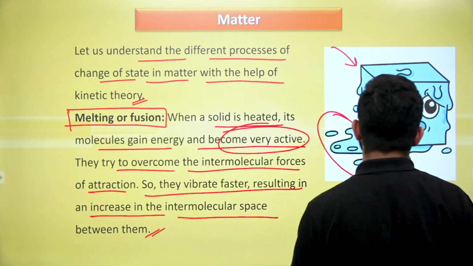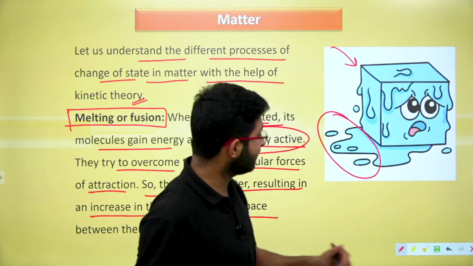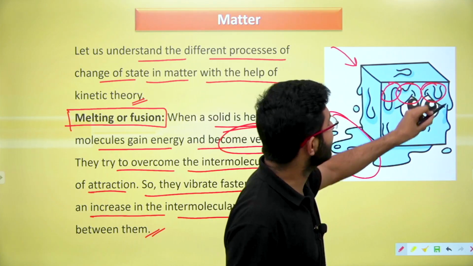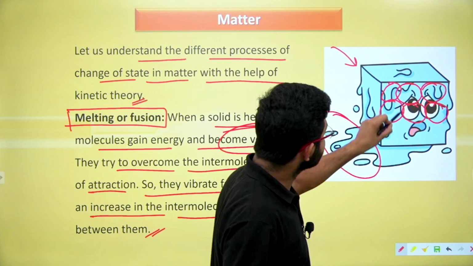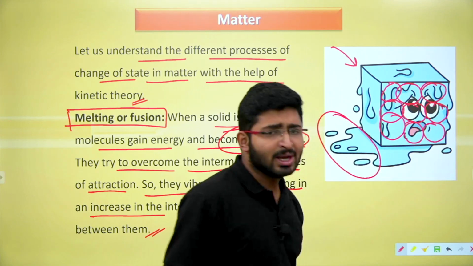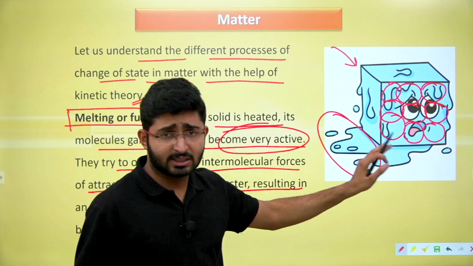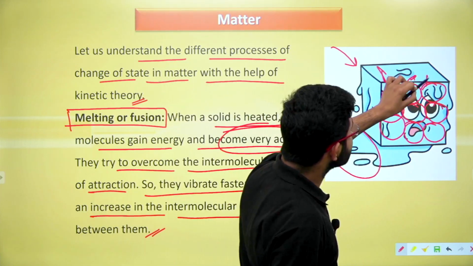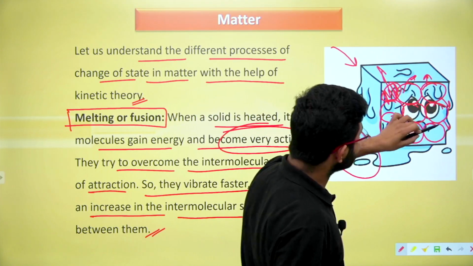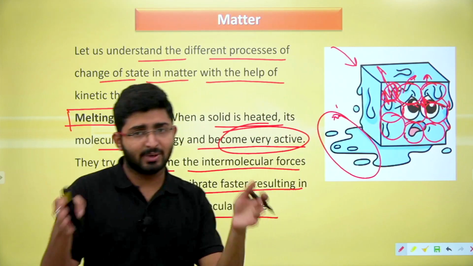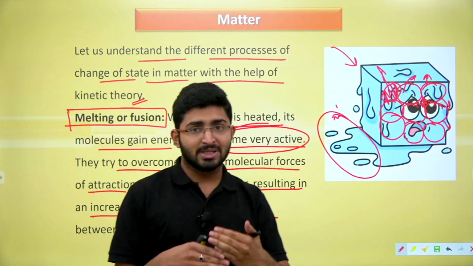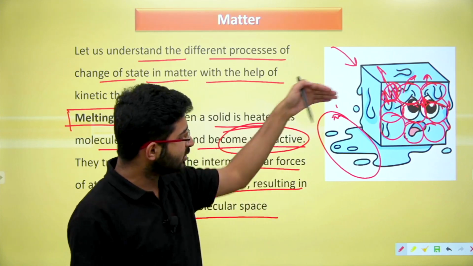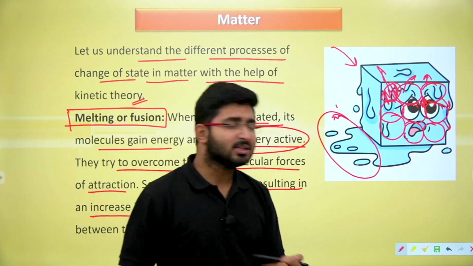If this is the ice cube, let me show you the diagram. It is the ice cube and the molecules are arranged like this. We can just imagine that. So what will happen if the ice cube is heated? The molecules will start to move here and there, they will start vibrating. After vibrating, the space between them will be maximized. And if the space is maximized, it means that it is changing the state of matter from the first state to the second state, which is from solid to the liquid. And this is melting.